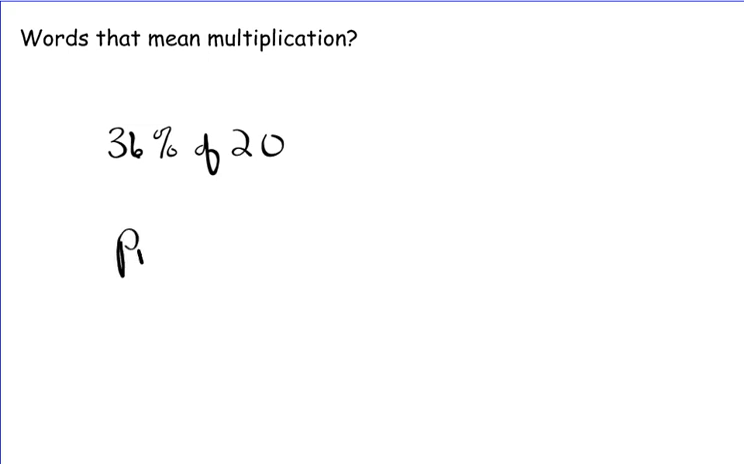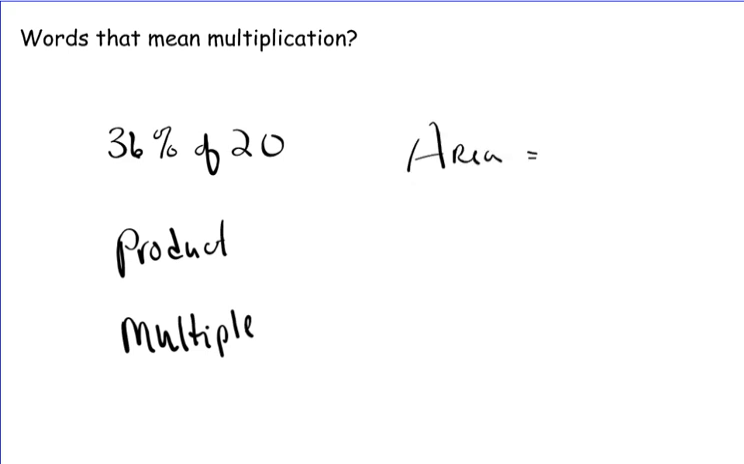The word product, the word multiple, area. We're looking for the area of something. We're talking about multiplication because we have base times width. Or we're talking volume. Oops, I didn't spell volume right. We're just going to leave it at that. Volume is base times width times height. So certain words mean that we definitely have multiplication.